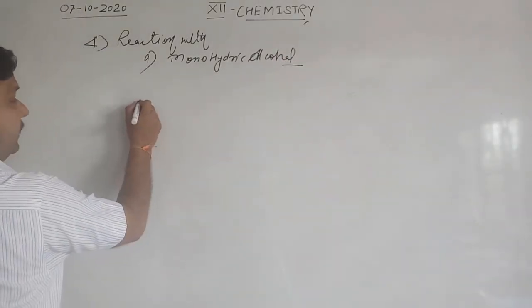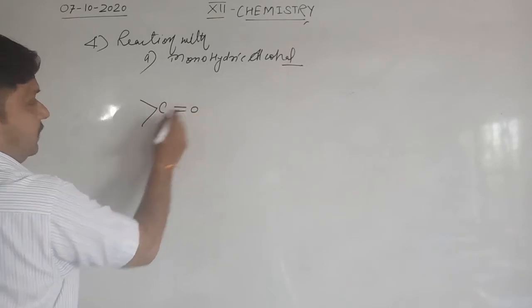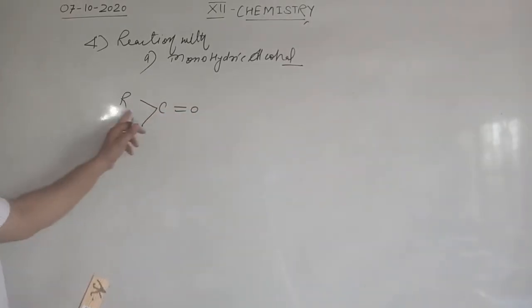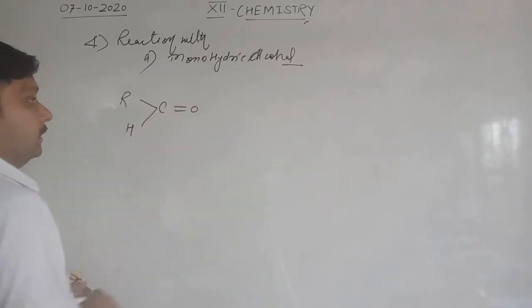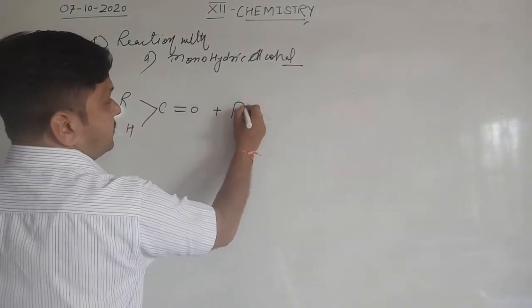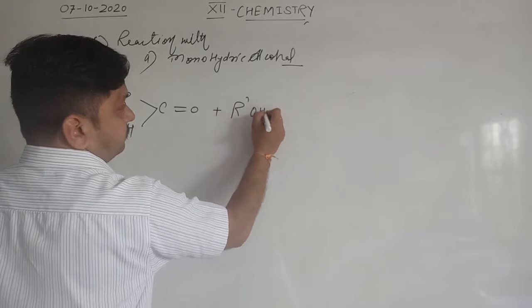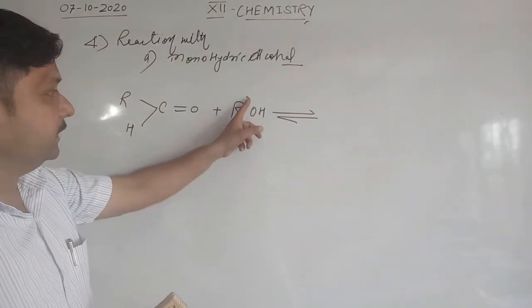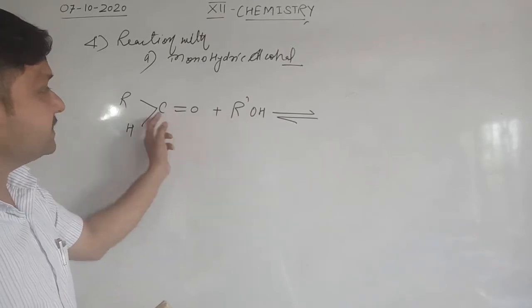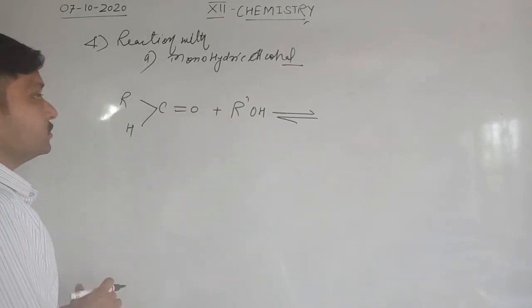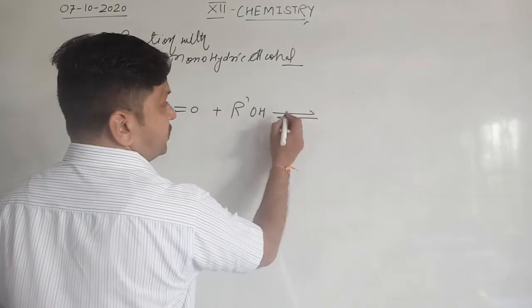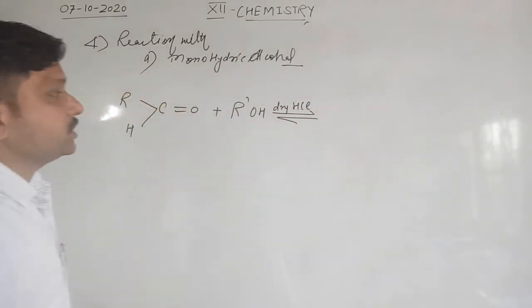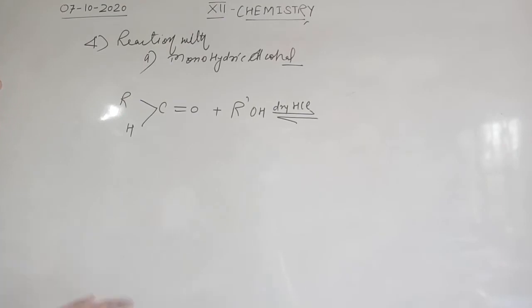So if there is this compound, a carbonyl that contains the aldehyde group like that, RCHO. Clear? When it reacts with alcohol, that is R'OH, I have used here R dash to represent that R may be the same or different. Clear? So this reaction is carried out in presence of dry HCl.